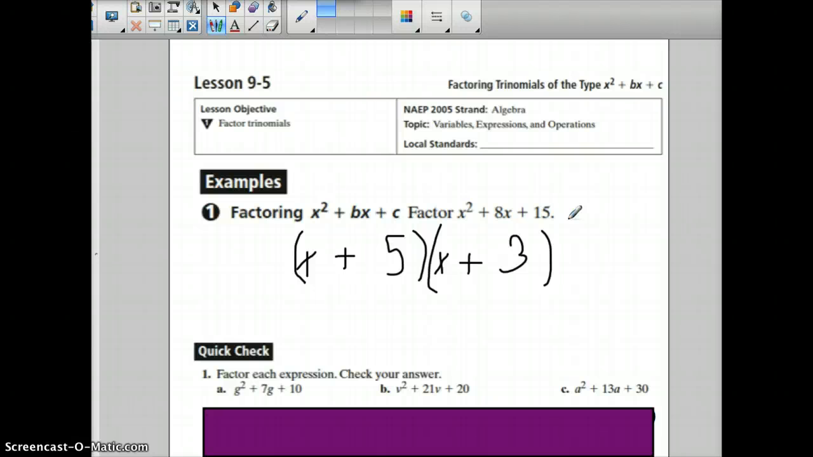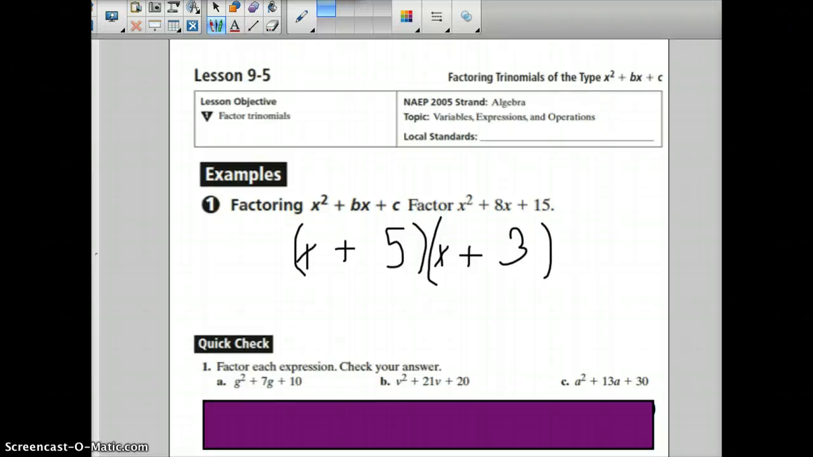Go ahead and see if you can get the next three. And when you're ready, check your work.